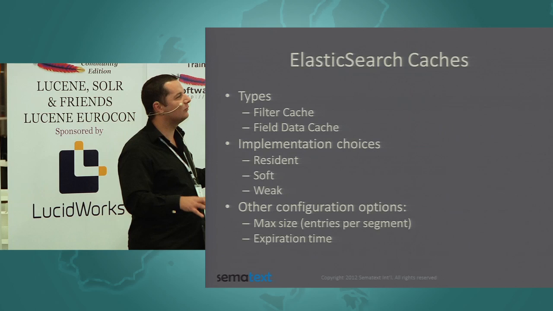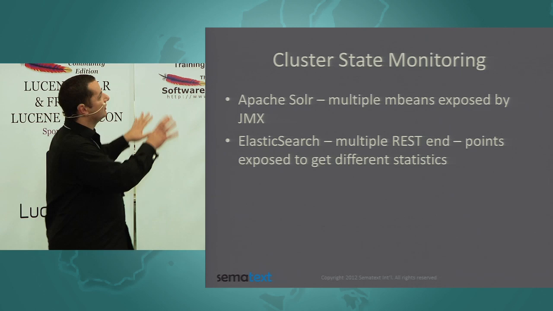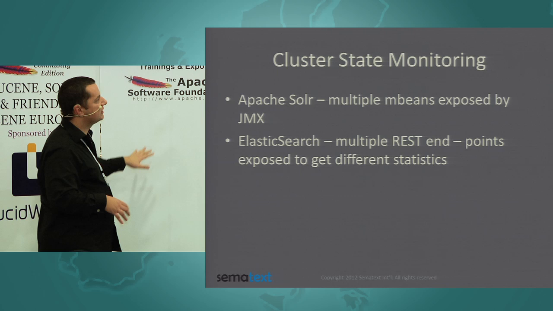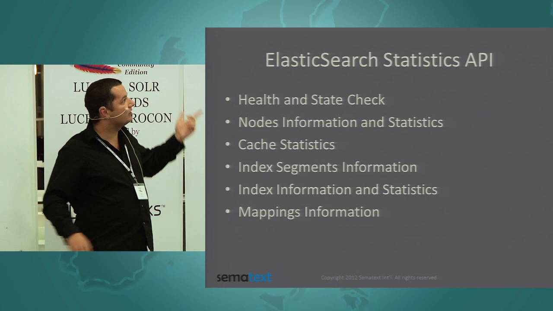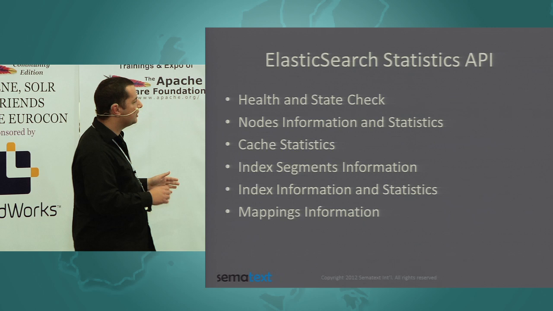You can, of course, monitor your cluster. In Apache Solr, there are JMX beans exposed. In Elasticsearch, you have multiple REST endpoints exposed for different statistics. You can get multiple statistics like index ones and stuff like that. Just like here, node state check, nodes information, cache statistics, index segments and information, and mappings information can be retrieved.